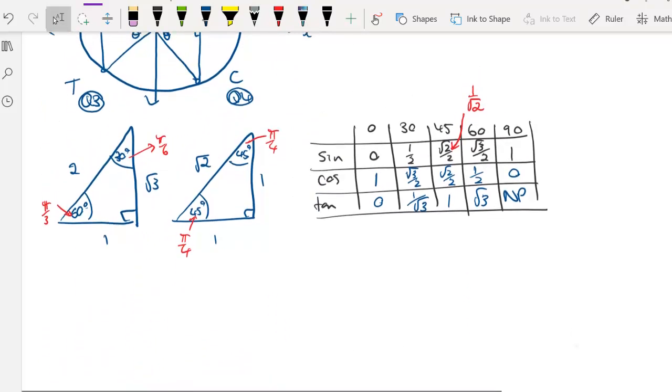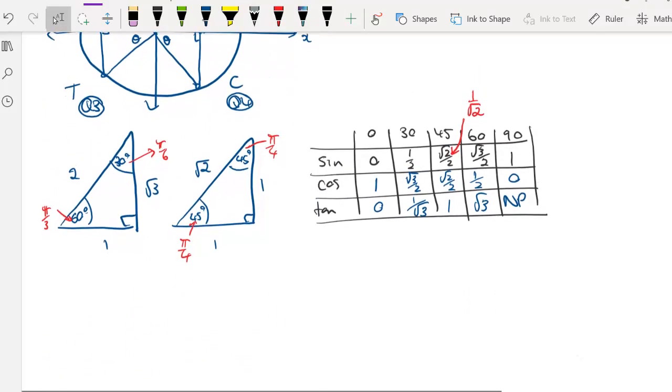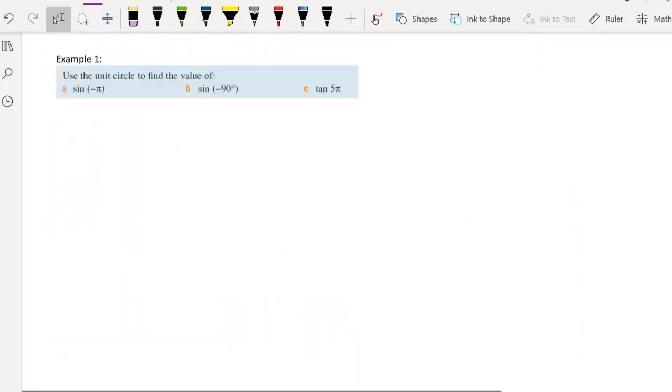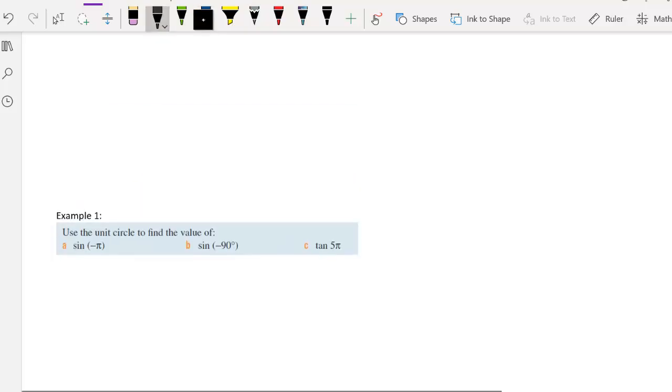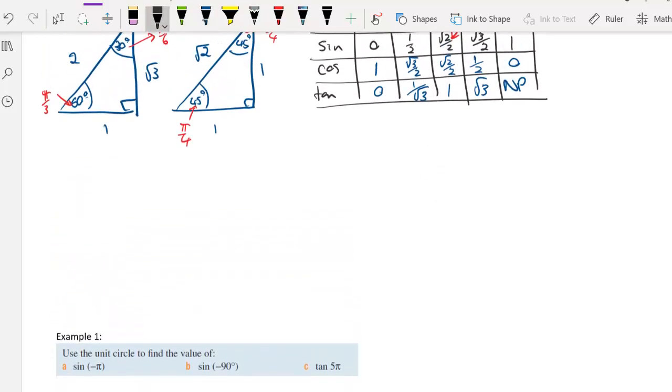Okay, so we'll move down and we'll jump straight into a couple of examples. Example 1 is looking to use the unit circle to find the value of sine negative pi, sine negative 90, and tan 5 pi. Now, seeing this makes me realize that we forgot to review one really important thing, and that's radians to degrees and degrees to radians conversions.